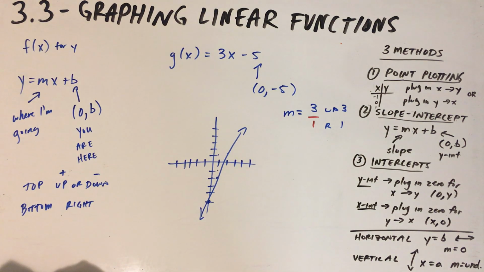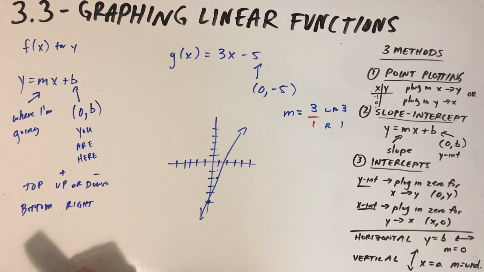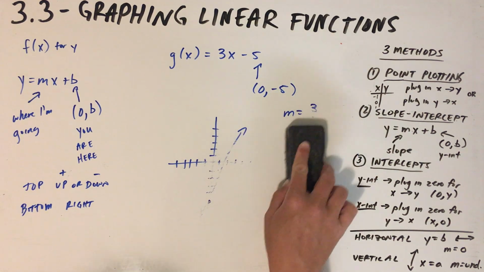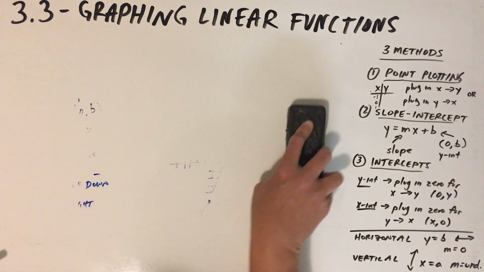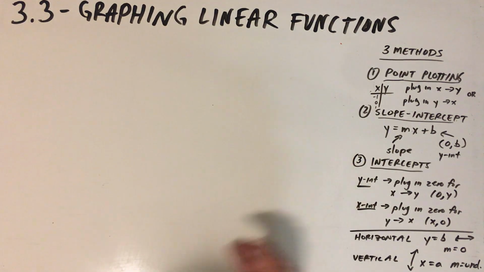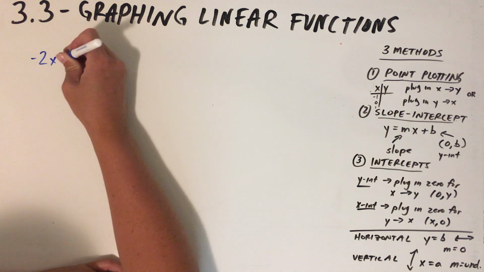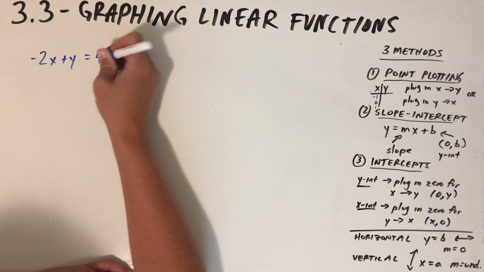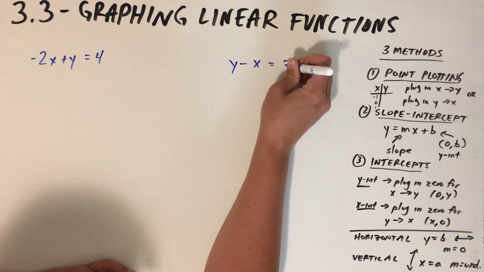All right, so now let's do some graphing using the intercepts. So using intercepts, again, it means I'm going to plug in 0 for x and see what y is, and plug in 0 for y and see what x is. So our two examples here are going to be negative 2x plus y is equal to 4, and y minus x is equal to 3.